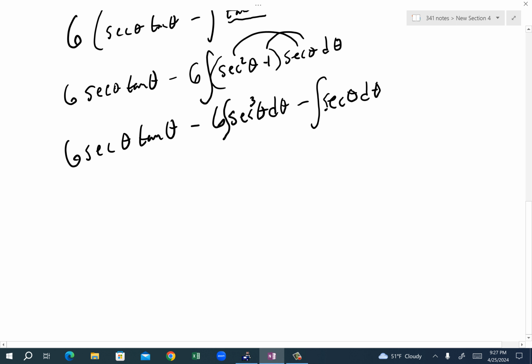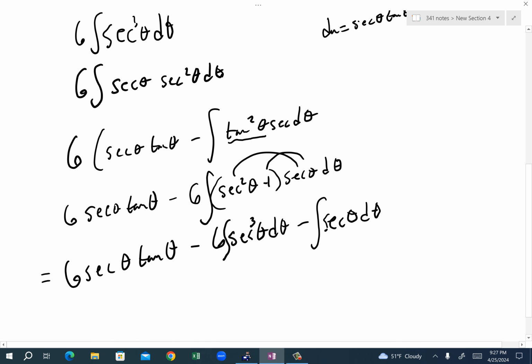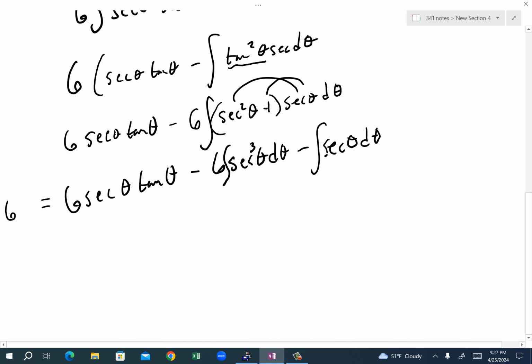Now, what did this whole thing equal a minute ago? Well, the whole thing equaled a minute ago, if you recall, 6 secant cubed theta. Does that make sense? And so what we're going to do is add this fellow to the other side. We're going to end up with 12 of them.